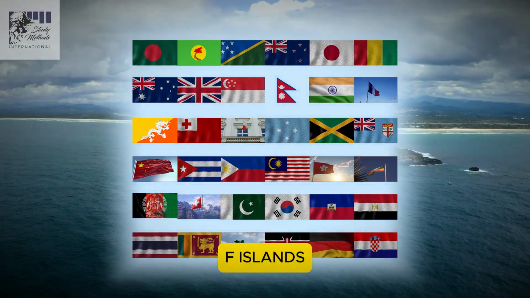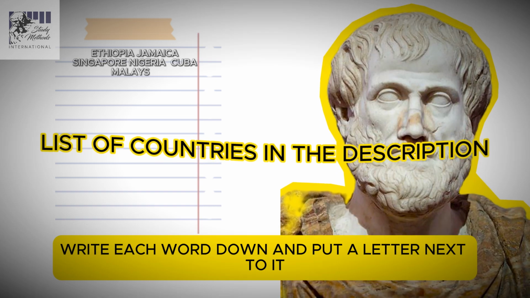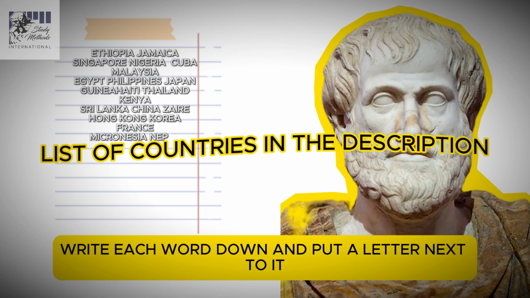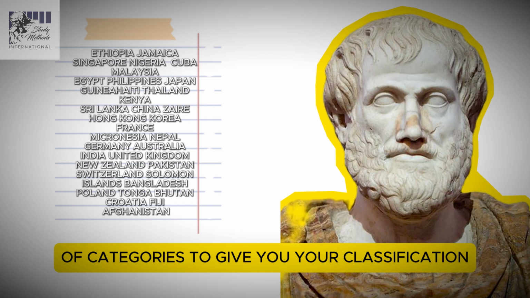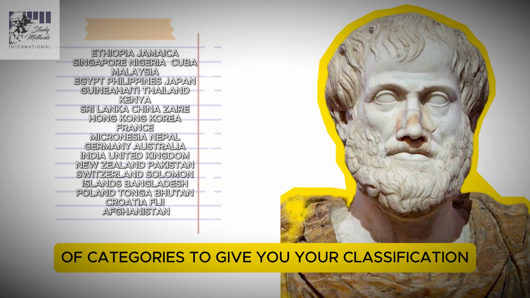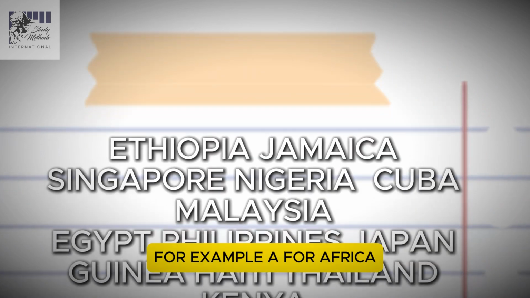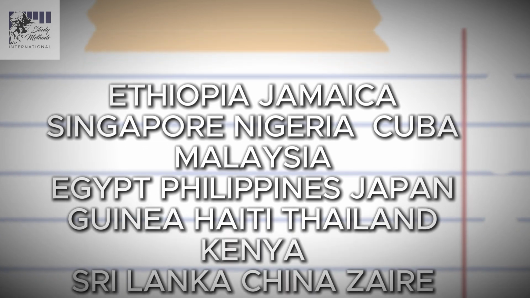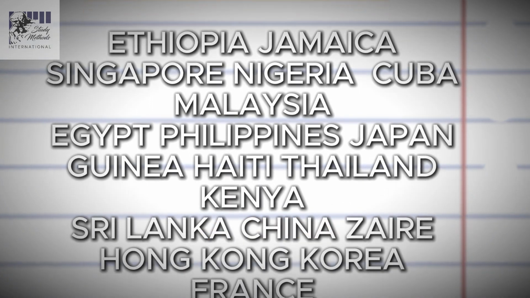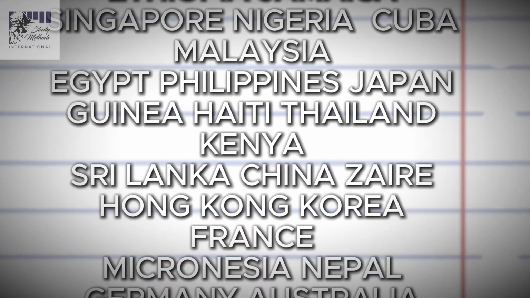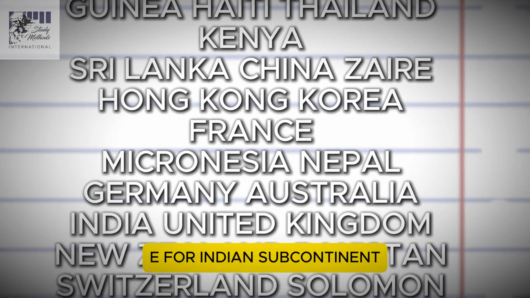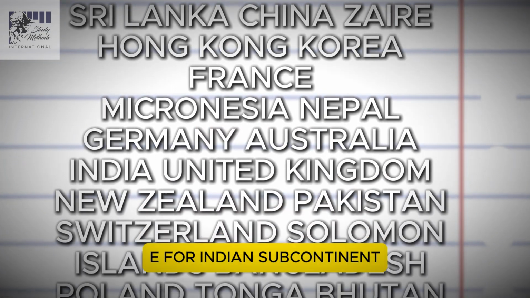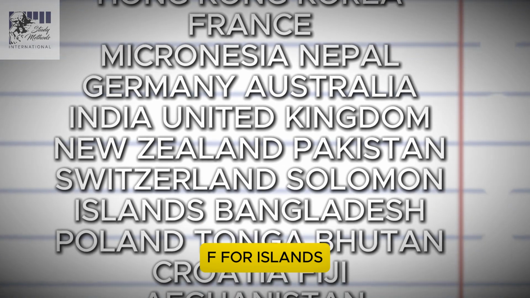F. Islands. Write each word down and put a letter next to it until a pattern forms of categories to give you your classification. For example, A for Africa, B for Europe, C for Asia, D for Oceania, E for Indian subcontinent, F for islands.